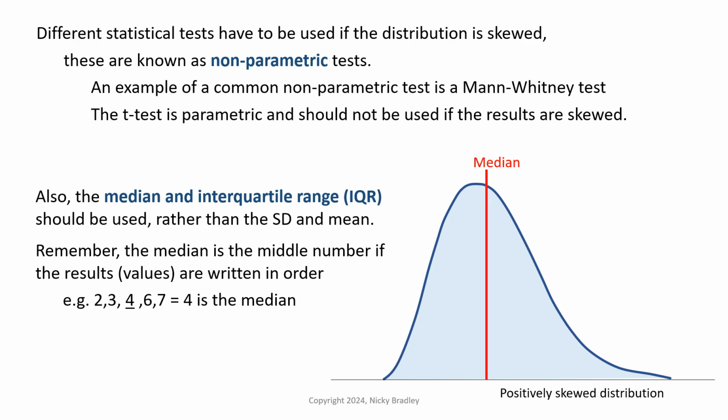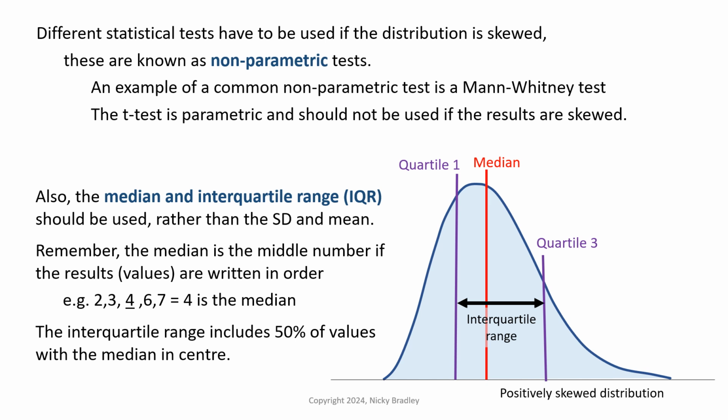So, okay, remember the median. The median is the middle number if the values are written in order. Remember our previous example where we had 4 as the median in a set of 5 figures. Those 5 figures started at 2, ended at 7. Right slap bang in the middle of this sequence of numbers, we had 4. So the interquartile range includes 50% of values with the median in the center. And you can see, unlike standard deviations, and because we've got this skewed curve, there's going to be a difference in width between the median and quartile 1 and the median and quartile 3. But that is the interquartile range.